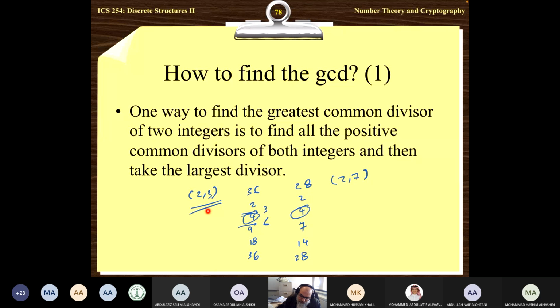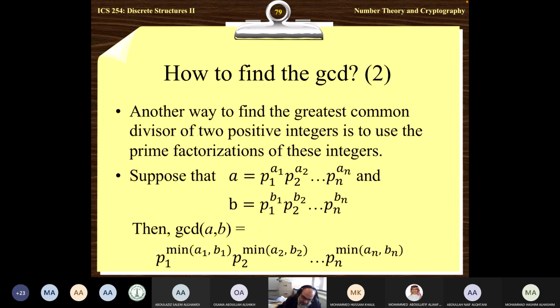So what I need to do is write 28 and 36 as follows. I need to write 28 as 2 to some power multiplied by 3 to some power multiplied by 7 to some power. And I need to write 36 the same way. So what is 28? 28 is 2 to the power what, times 3 to the power what, times 7 to the power what?